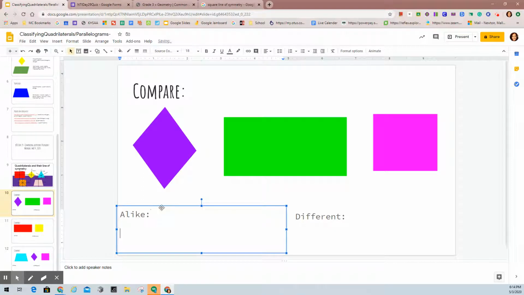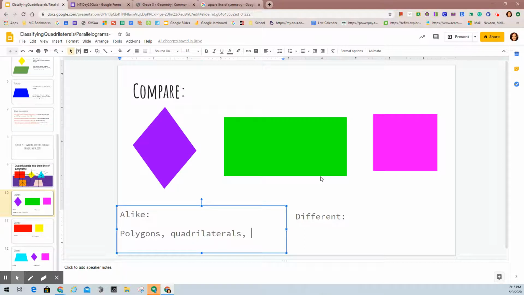Let's start with alike. Well, first off, all of these shapes are typical 2D shapes. So you automatically can classify these 3 different shapes as polygons. The next thing I would say that we need to look at is, are they quadrilaterals? Well, quadrilaterals are any shape that has four sides. 1, 2, 3, 4, 1, 2, 3, 4, 1, 2, 3, 4. They are all quadrilaterals. Check on that.